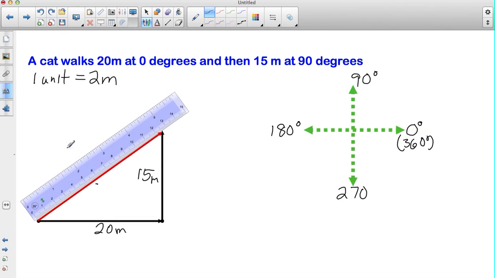So this was 25 meters when we measured it off, because remember, 1 unit is 2 centimeters. That doesn't give us the whole picture now, because this is only a scalar until we give it direction.